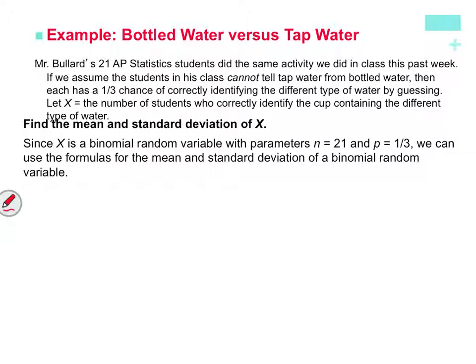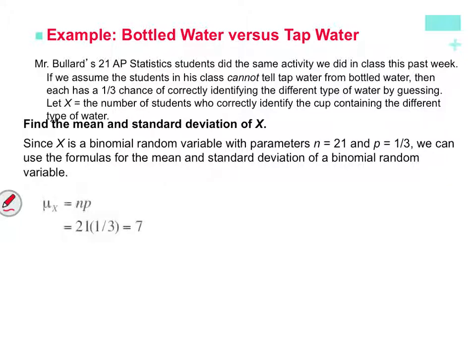And the number of trials would be 21. There are 21 kids in class. It's a set number; you can't go past that. And for the success, each student had a 1/3 chance of guessing correctly, and that doesn't change throughout. Because x is counting the number of successes in a binomial setting, it would be a binomial random variable. Because of that, we can now use those formulas for finding the mean and the standard deviation.